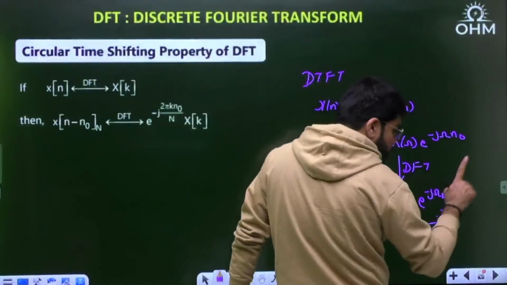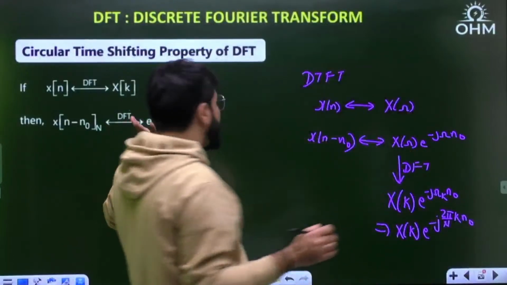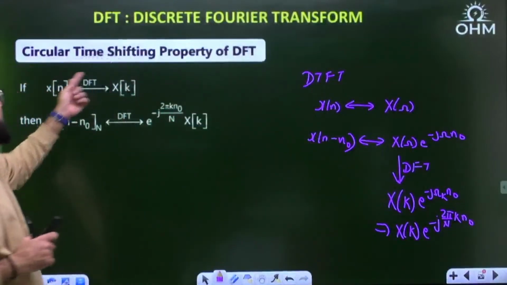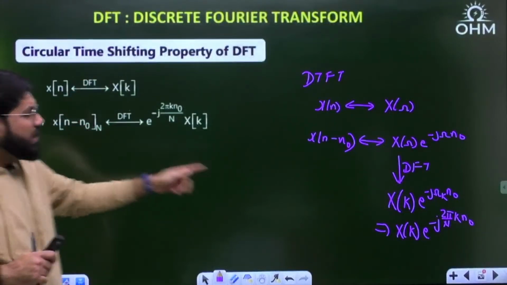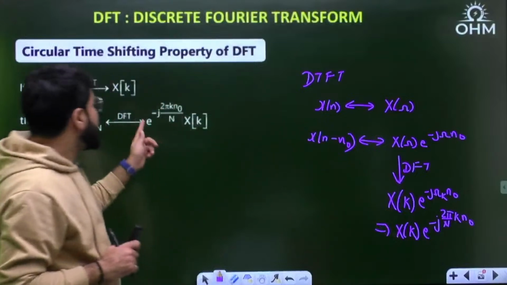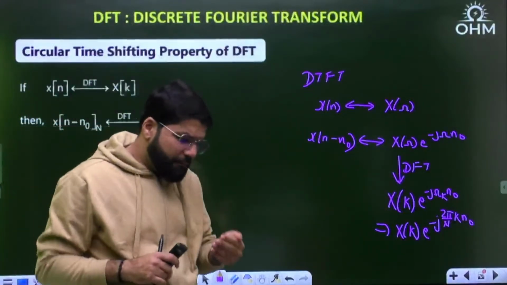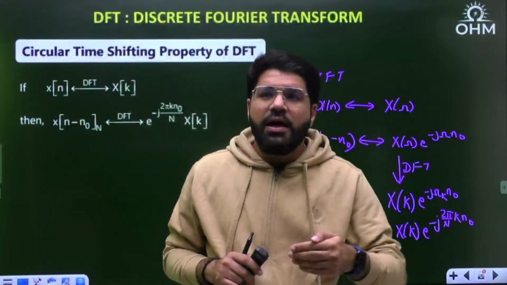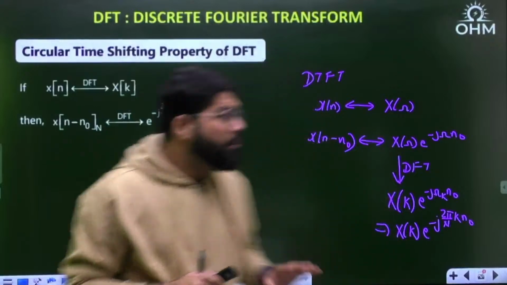What is omega k? I have told you 2 pi by n into k and then multiplied by n naught. This is the property I have written here. If x(n) has the DFT X(k), then x of (n minus n naught) mod n has the DFT X(k) e power minus j 2 pi by n k n naught. Clear? And vice versa. If there is a frequency shift, there is an exponential term in the time domain. That we know. But what shifting here?